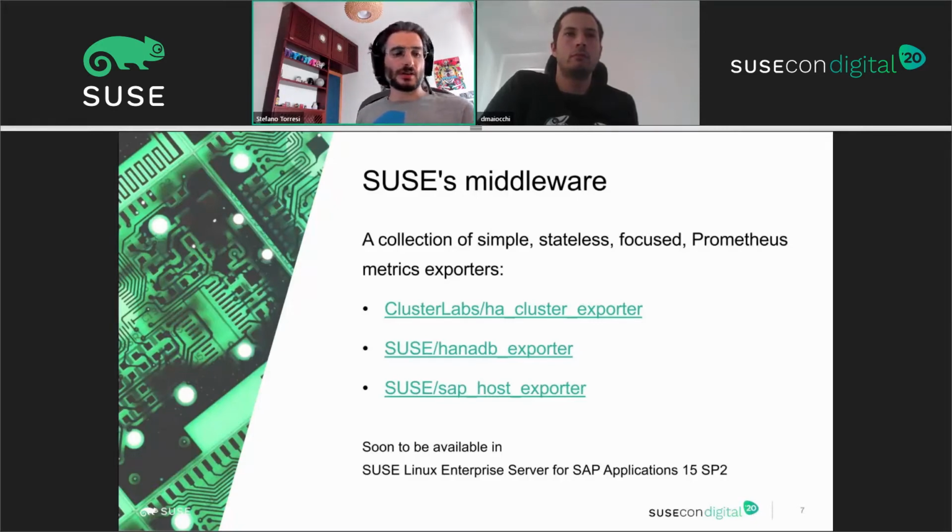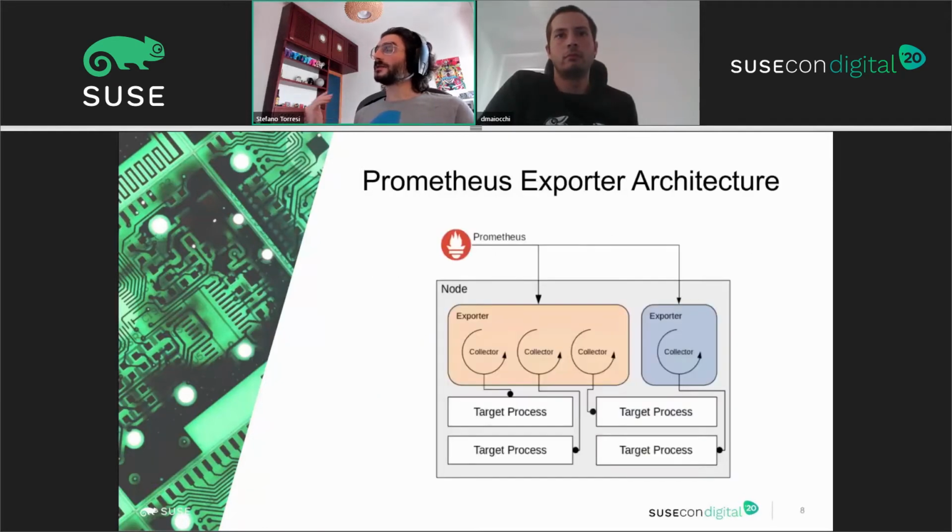And all of these 3 exporters will be available very soon in the SUSE Linux Enterprise Server for SAP Applications, version 15, Service Pack 2, which is coming very soon. The architecture of this exporter is actually very simple.